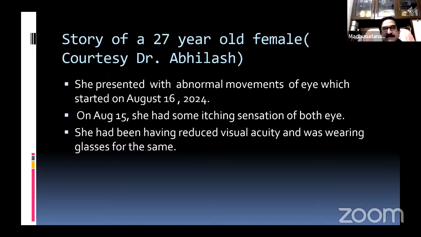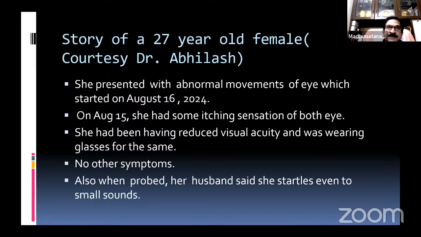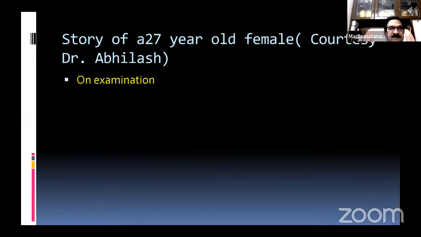She had been having reduced visual acuity for some time and was wearing glasses for the same. No other symptoms. Also, when probed, her husband said that she startles even at small sounds, which may or may not be significant. So the main thing is some abnormal movement of the eye and some itchy sensation which may or may not be relevant. So this is an eye movement abnormality. That's why this case has been brought.